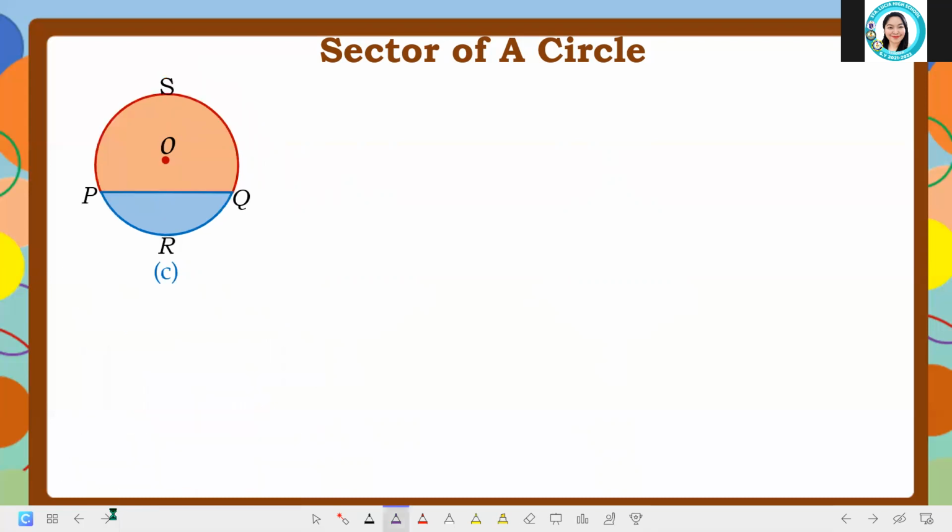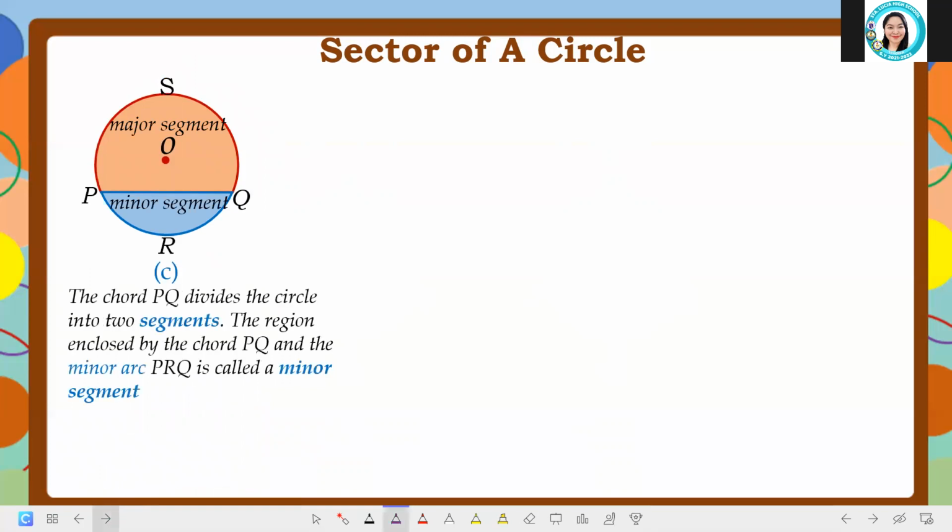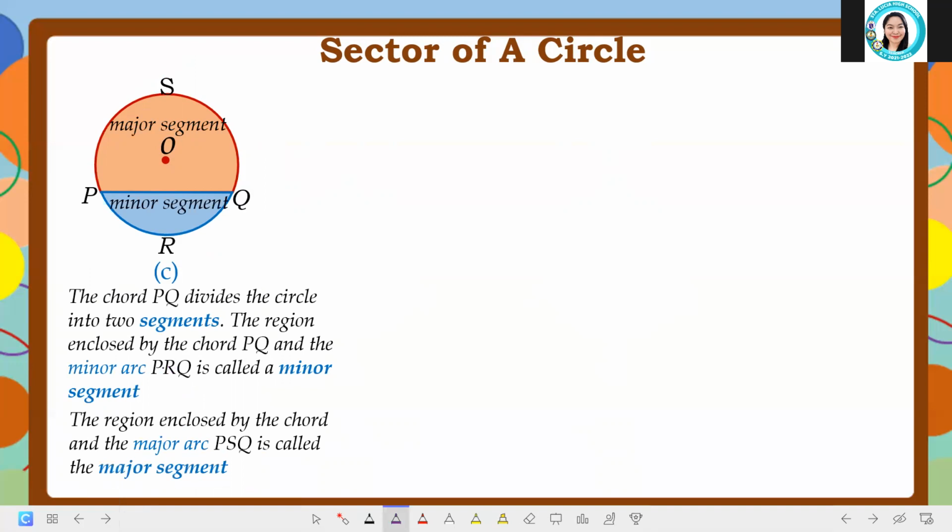Okay? Now, how about the segment? So, paano malalaman if it's minor or major segment? Kapag minor arc yung nagbabound, we call it minor segment. Kapag major arc yung nagbabound, bilugan din natin yan. Ang tawag naman natin ay major segment.